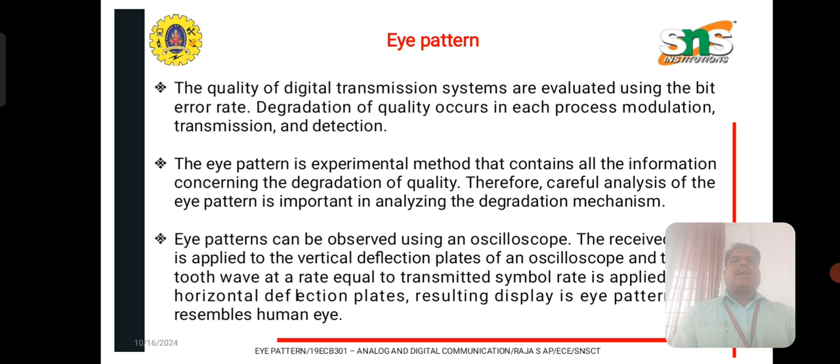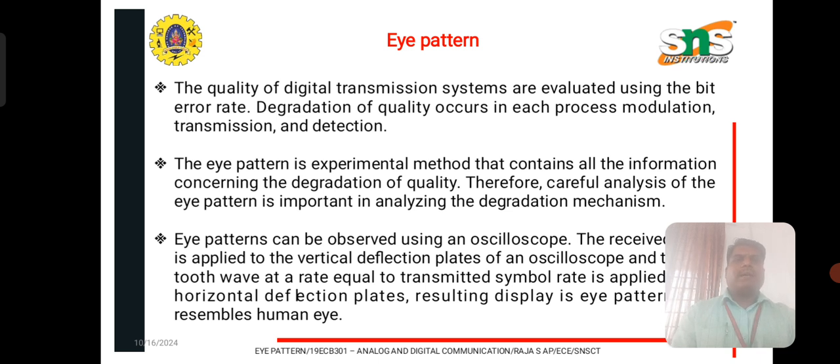In general, the quality of digital transmission systems is evaluated using the bit error rate. Degradation of quality occurs in each process of modulation, transmission and detection, because modulation, demodulation and transmission are the important criteria in a communication system. The eye pattern is an experimental method that contains all the information concerning the degradation of quality. Therefore, careful analysis of the eye pattern is important in analyzing the degradation mechanism.